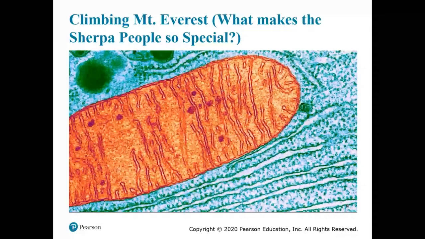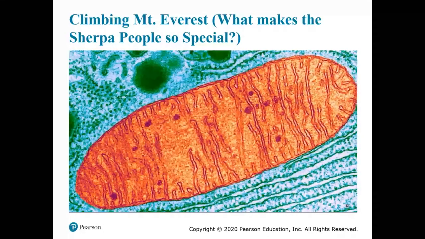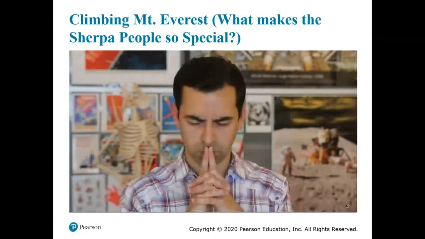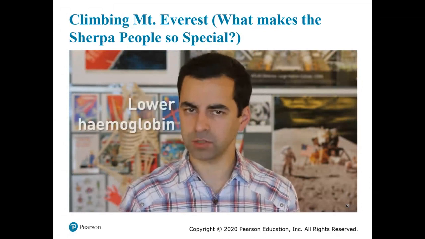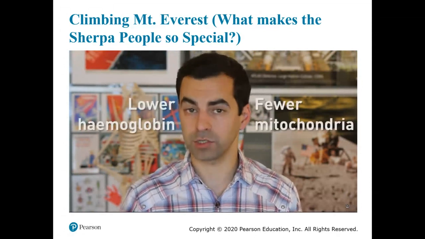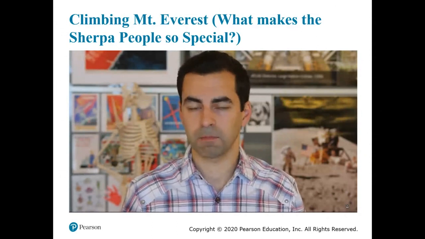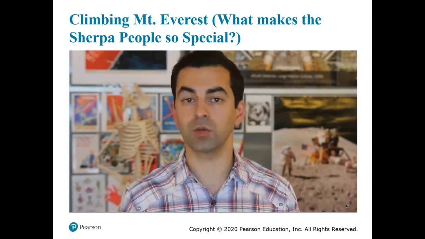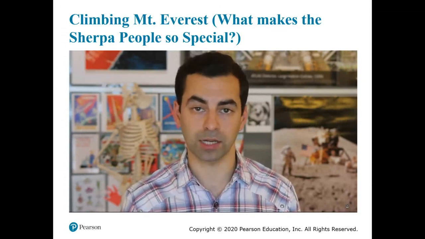Mitochondria, you've no doubt heard referred to as the power stations generating energy inside cells. They're actually found in lower concentrations in Sherpa than in lowlanders. So this doesn't make any sense. They've got lower levels of hemoglobin and lower concentrations of mitochondria. How are they doing so much better than everyone else? Because the answer isn't in increasing oxygen delivery, it's in actually changing the way oxygen is used. And this is something that takes thousands of years to select out.